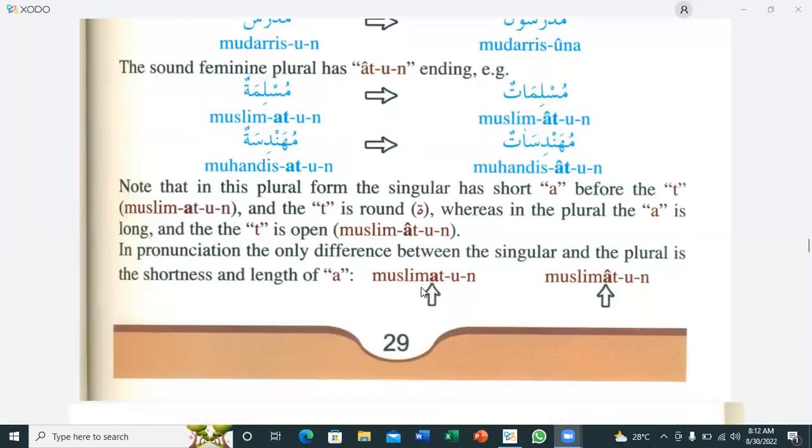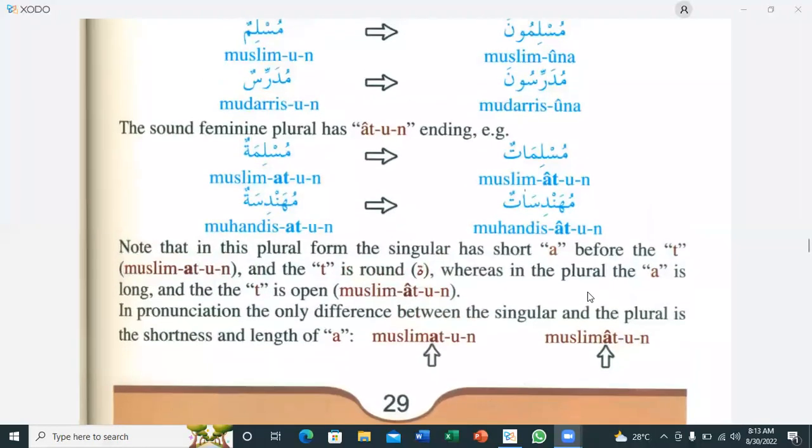Note that in the singular form, the a before the t is short, muslimatun, and the t is round, ta marbuta, whereas in the plural the a is long and the t is open, like muslimatun, not muslimatun. In the plural form we pronounce it muslimatun. In pronunciation, the only difference between the singular and the plural is the shortness and length of the a. If we say muslimatun, this is the singular form, and if we say muslimatun, this is the plural form. Got it?